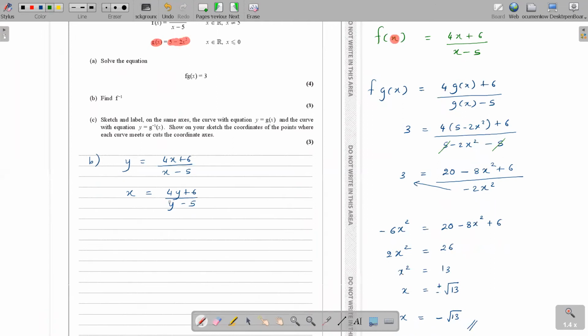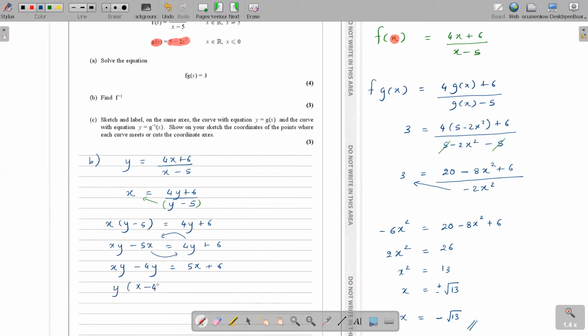So I'll bring the y minus 5 to the other side as a multiplication. You get x times (y minus 5) equals 4y plus 6. Open the bracket: xy minus 5x equals 4y plus 6. I'll bring the y terms to one side, so I'll bring the 4y here: xy minus 4y equals 5x plus 6. To make y the subject, y is common here, so I'll take y out: y times (x minus 4) equals 5x plus 6.